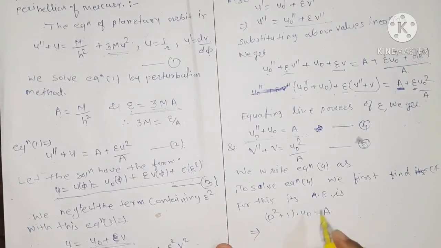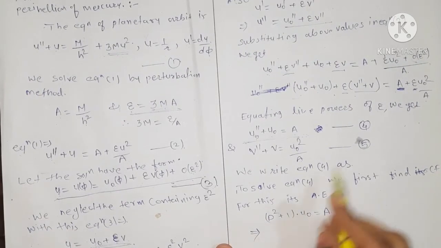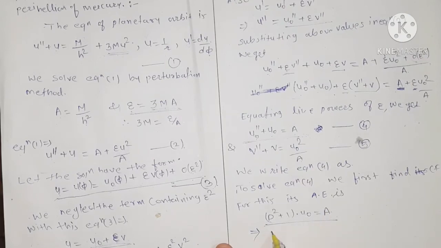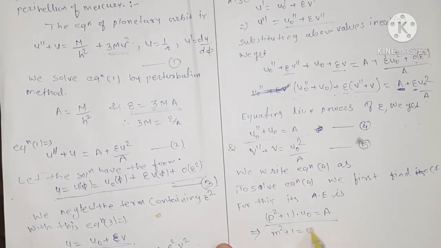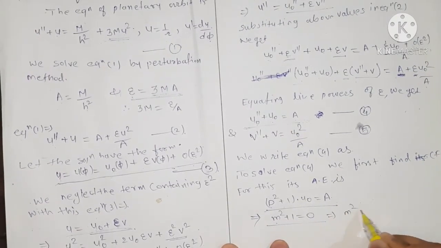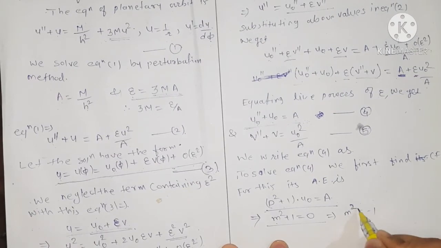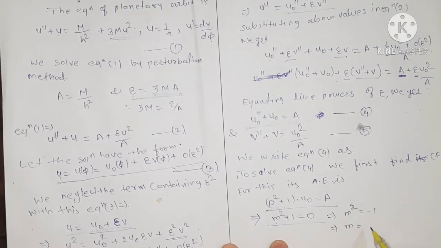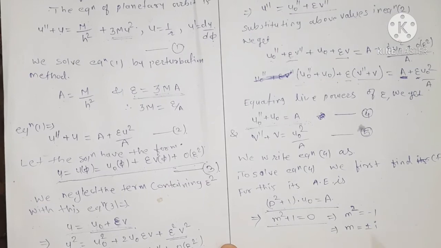This implies, the equation 4 is written in this form, and this implies m square plus 1 equals 0. Its auxiliary equation will be this. Okay, and this implies m square equals minus 1. So what is the value of m? m equals plus minus i, right? That is, the square root of minus 1 is plus minus i.